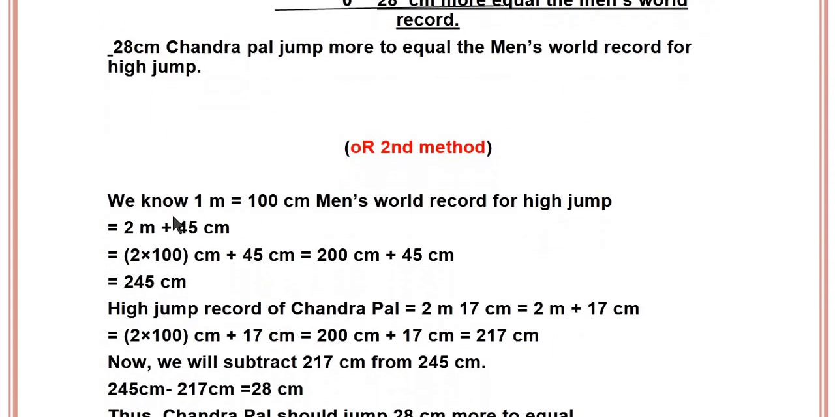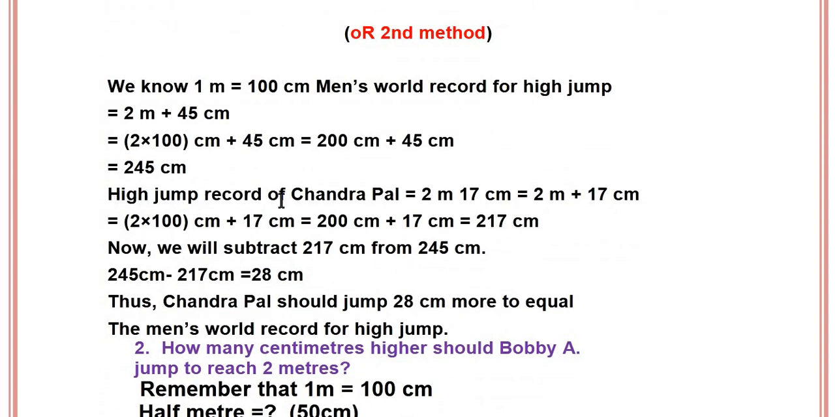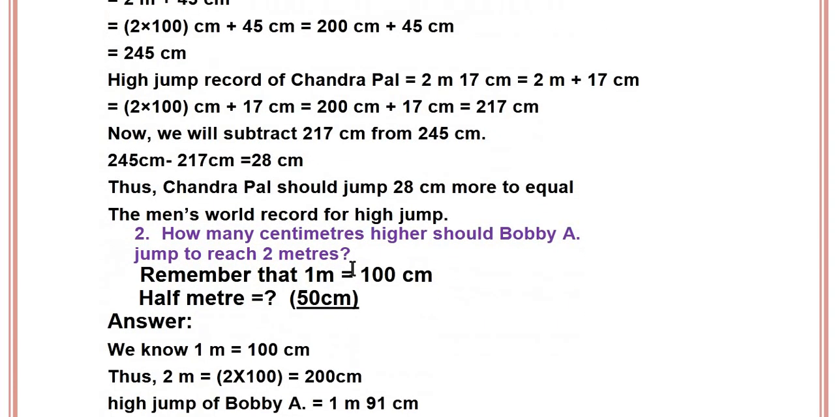Otherwise, a second method is given. We know 1 meter is equal to 100 centimeter. Men's world record for high jump is 2 meter plus 45 centimeter, 2 into 100 plus 45, 200 centimeter plus 45 centimeter, 245 centimeter. And high jump record of Chandrapal, 2 meter 17 centimeter, is equal to 217 centimeter. Now we will subtract 217 centimeter from 245. So 245 minus 217 is equal to 28 centimeter.